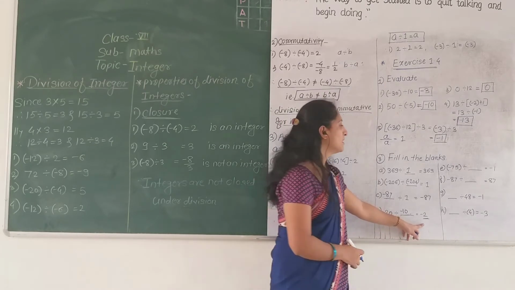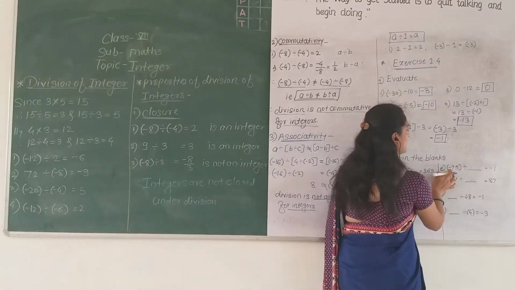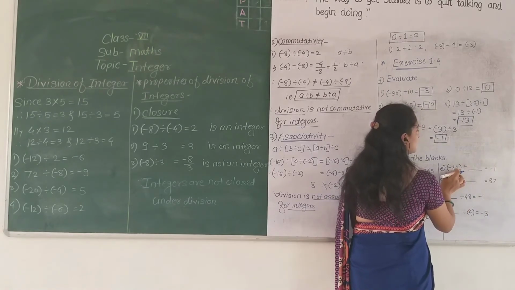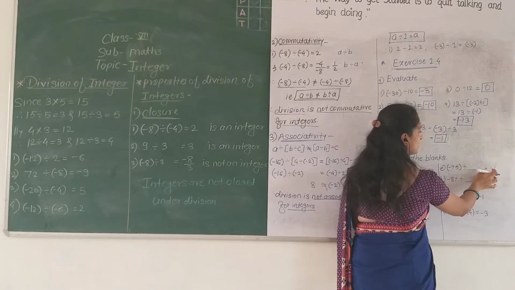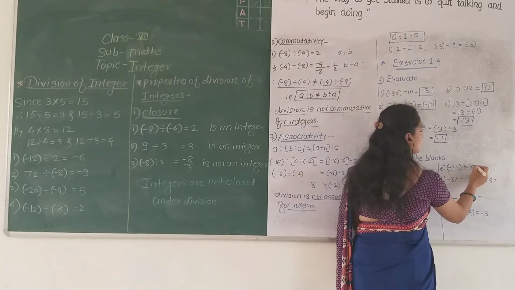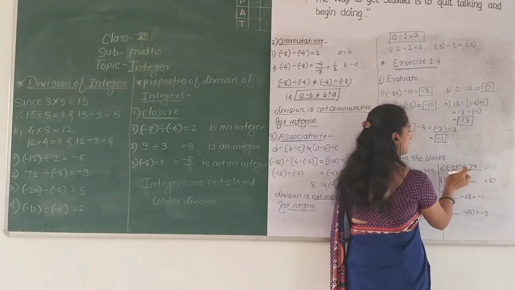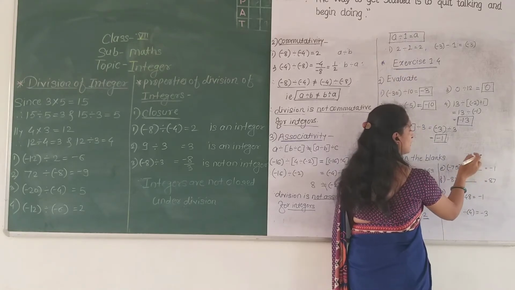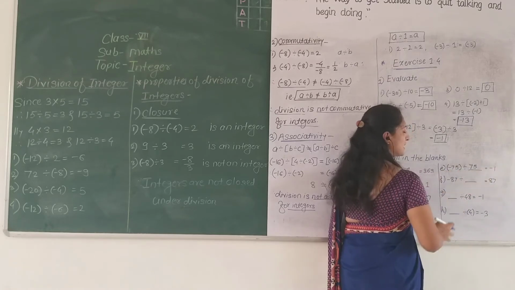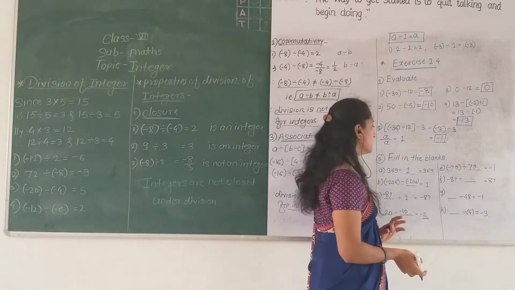Okay. Now negative 75 divided by dash dash is equal to negative 1. Negative 75, the answer is negative 1. Okay. The answer is negative. That means here negative 75 divided by 75. Okay. Here we get the answer negative 1, since the quotient is negative, one of the integers is negative.